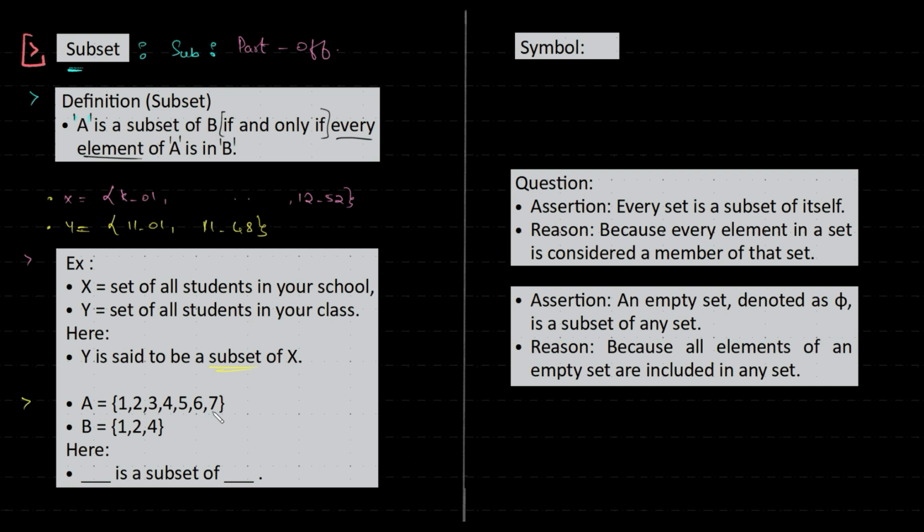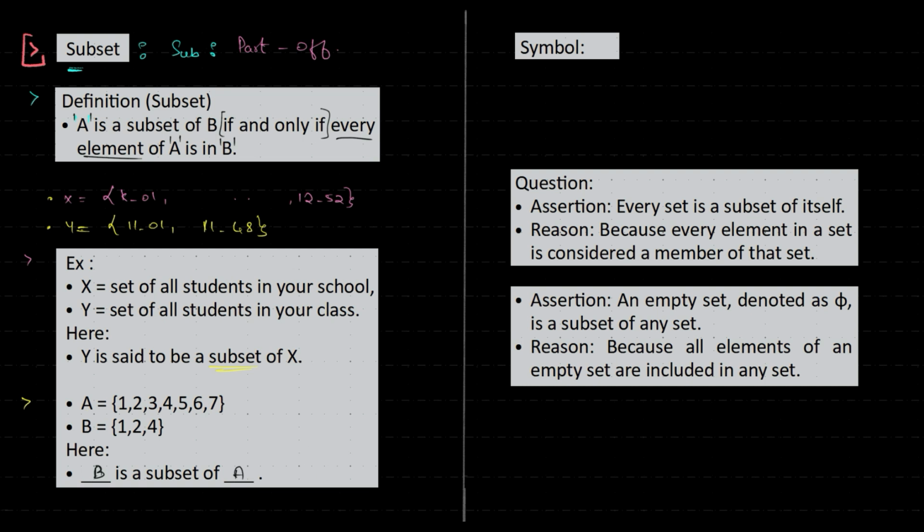A has 1 to 7 elements, while B has 1, 2, and 4. What can you tell about A and B? A is a subset of B. Is that correct? A is a subset of B. Clearly not. So we have B, which is a subset of A.